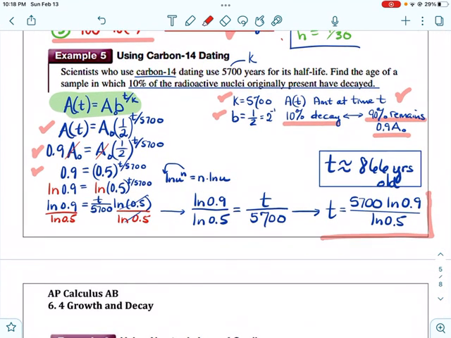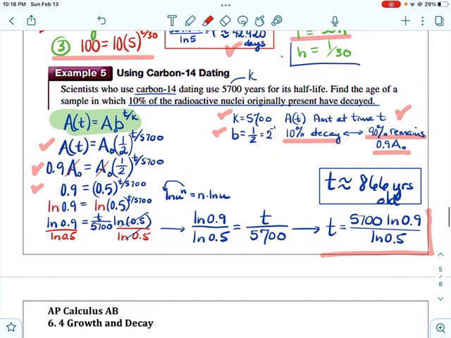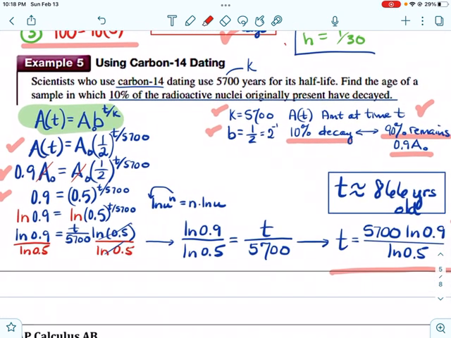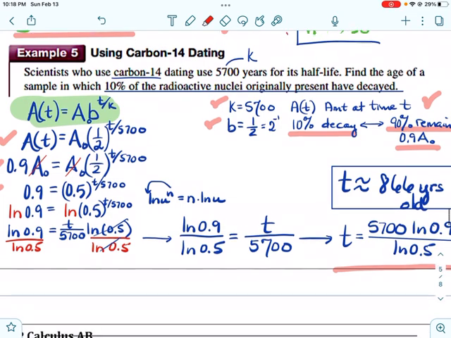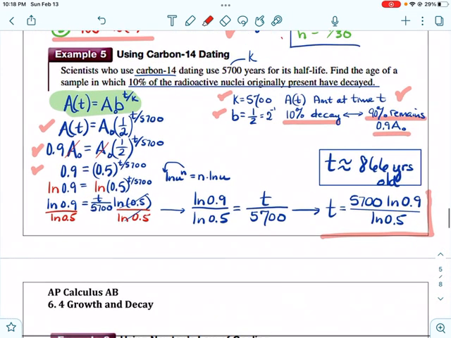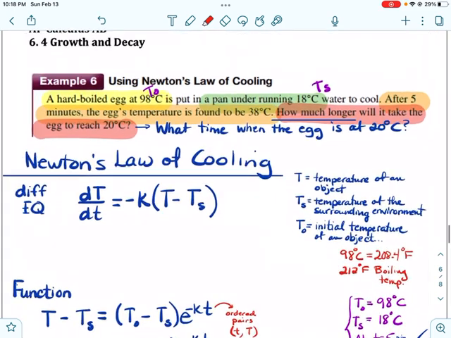Okay, so that answers that question. That would be the age of the sample in which 10% of the originally present carbon has decayed. Okay, that's it for using carbon-14. Example 6, using Newton's law of cooling.